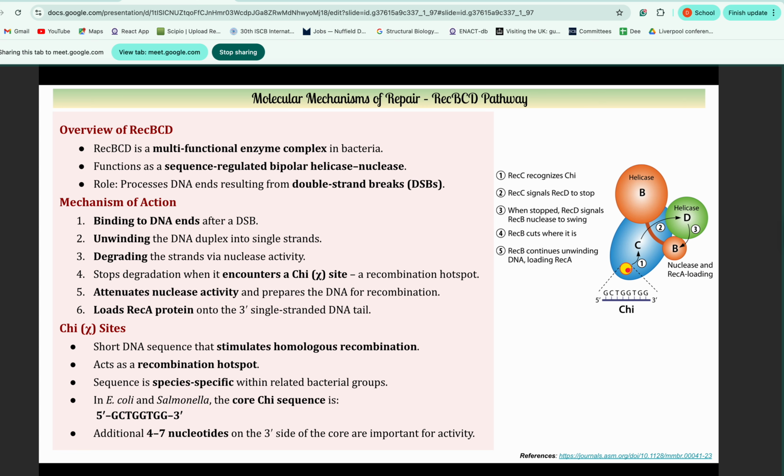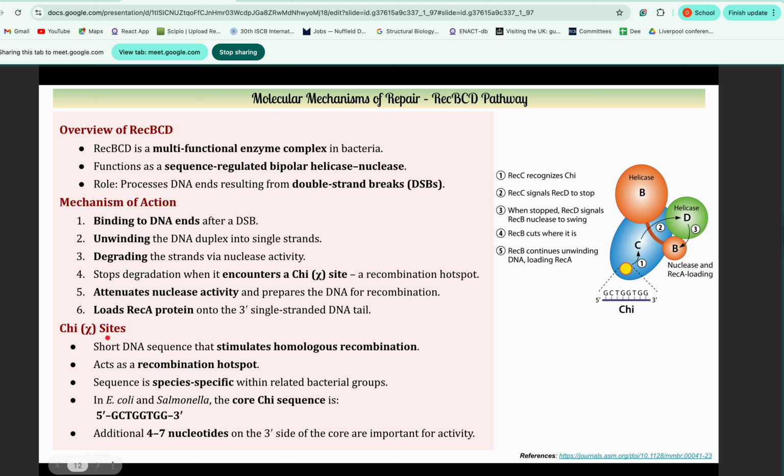When this rec-C identifies the chi site, it will send a signal to the rec-D part to stop the unwinding, stop this process. At that point, the degradation will stop, nuclease activity will stop, and rec-A will be loaded onto that 3' single stranded DNA tail.